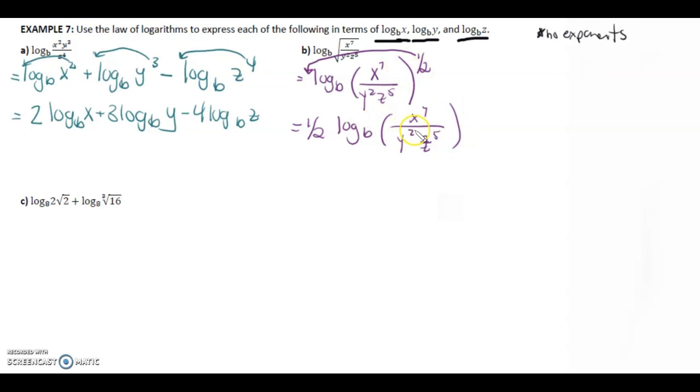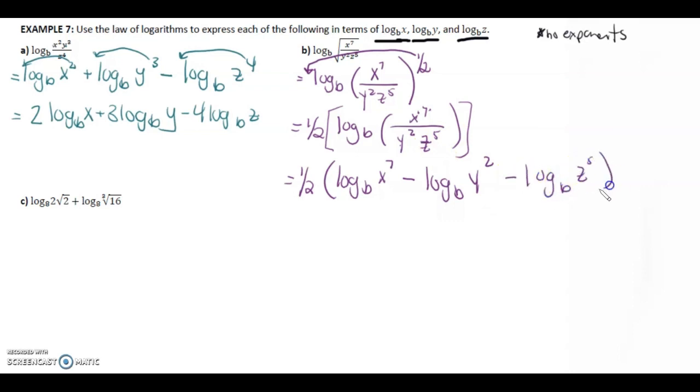Okay, so we are breaking down log base b of this fraction. So the 1/2 is going to stay out front, and we're going to have log base b of x to the 7. So x to the 7 is divided by y squared. So because it's divided, we're going to go minus log base b of y squared. It's also divided by z to the 5. So again, minus log base b of z to the 5.